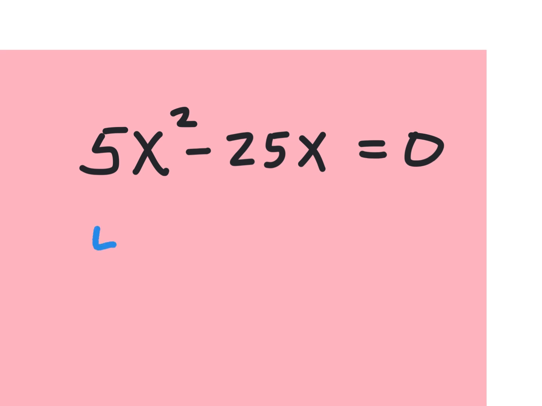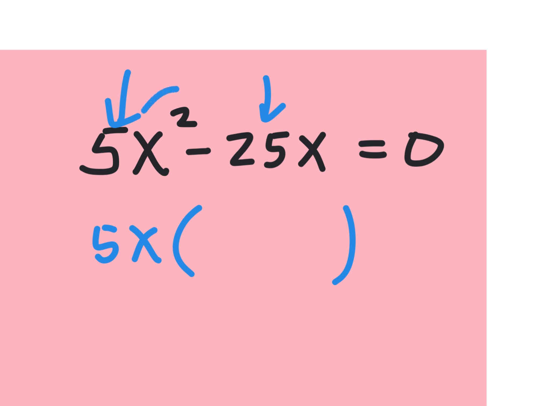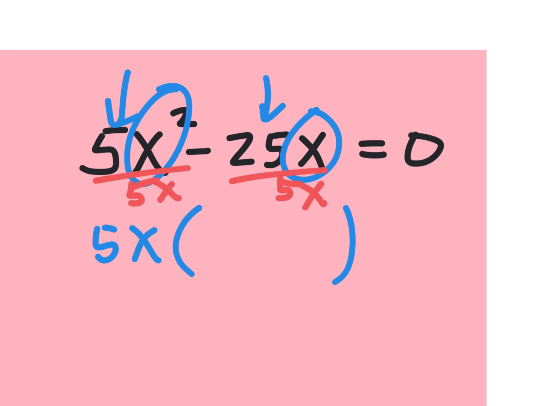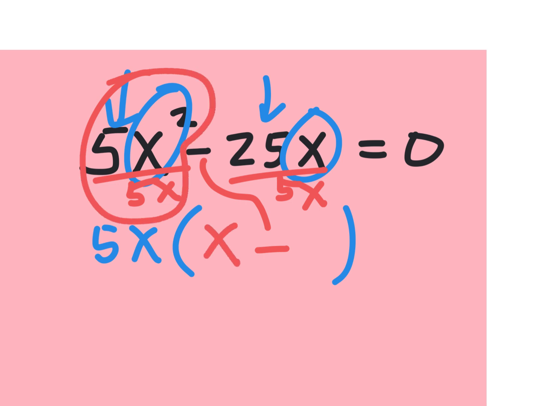Did you realize that 5x came out? Why 5x? Because they both have a 5, and that makes it the greatest common factor of the numbers. And they both have an x. That's why. And then I'm dividing both of them by 5x, and that'll tell me what goes inside the parentheses. Of course, a negative goes in there. And the only thing left here is an x. The only thing left here is a 5.